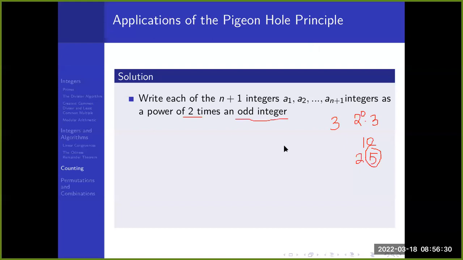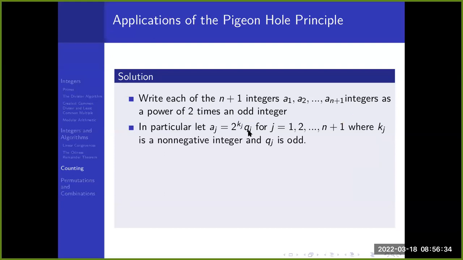Right, like that. So aj is equal to 2 raised to kj multiplied by qj, and we have n plus 1 of these integers, where kj is some non-negative integer and qj is odd. So this is what we have said. We get our list of n plus 1 integers and write each of them as a power of 2 multiplied by an odd integer. Okay.